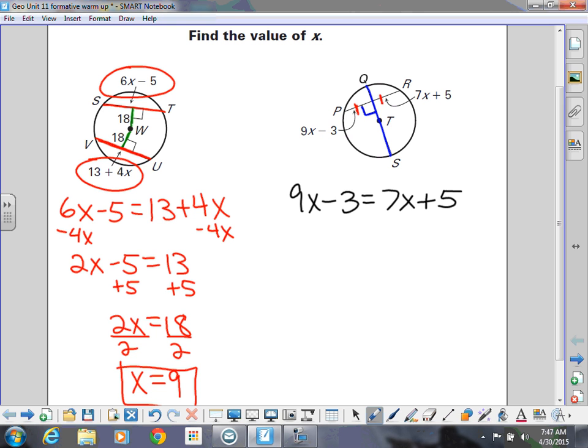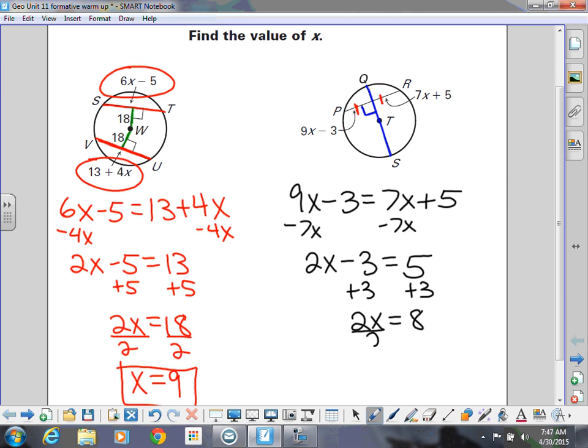And then you solve. So subtract the 7x. You get 2x minus 3. Then add the 3, which gives you 2x equals 8. And then finally divide by 2. And you get x equals 4. So you should have gotten on number 2, x equals 4.